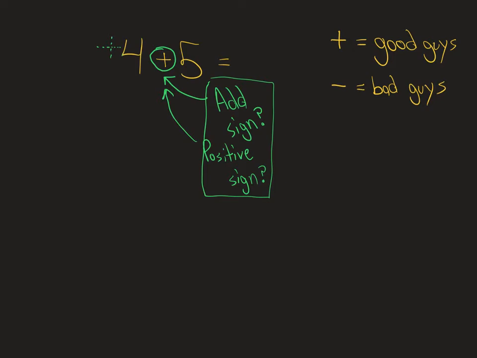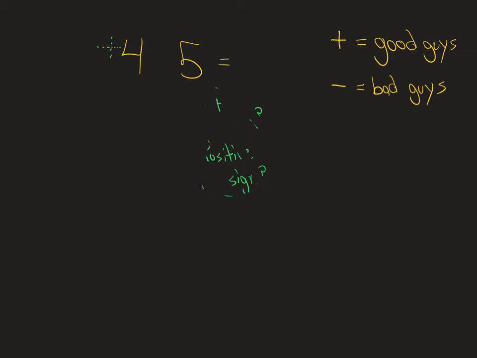So it turns out that when we write this problem out, we're giving all the information we need to deal with signs. Okay? It's a positive 4 and a positive 5. We could represent it like this.